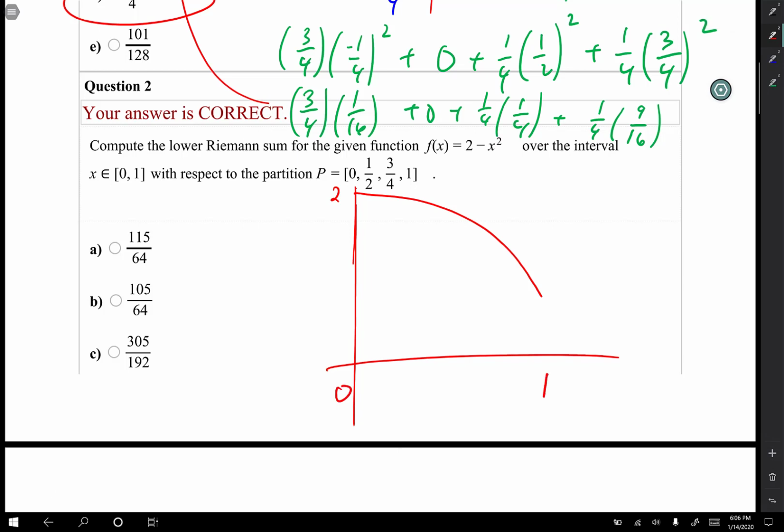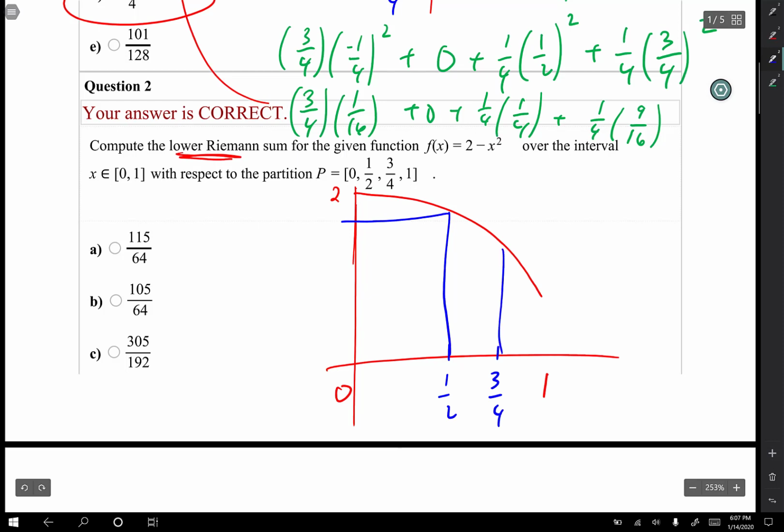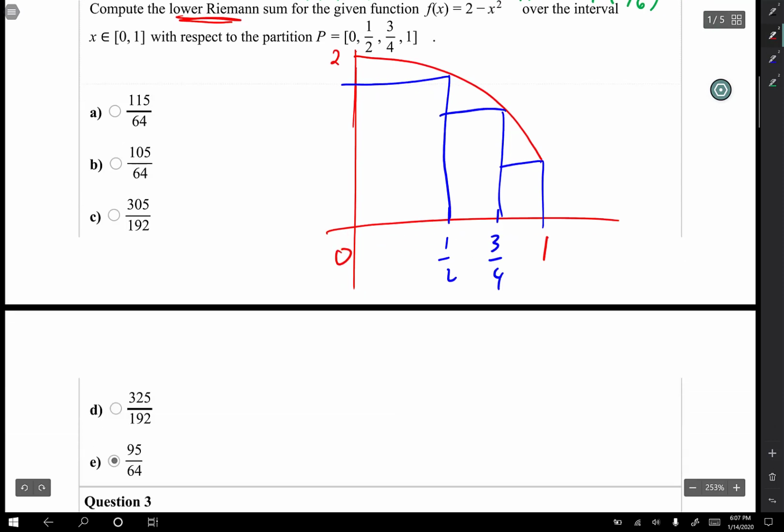So lower Riemann sum. So we're going to find the lowest point between 0 and 1/2. So the lowest point is 1/2. So there it is. And then the lowest point between 1/2 and 3/4 is 3/4. And then the lowest point between 3/4 and 1 is 1. So I have 3 rectangles, and that's what I'm going to find. So let's find that. So the width is 1/2.